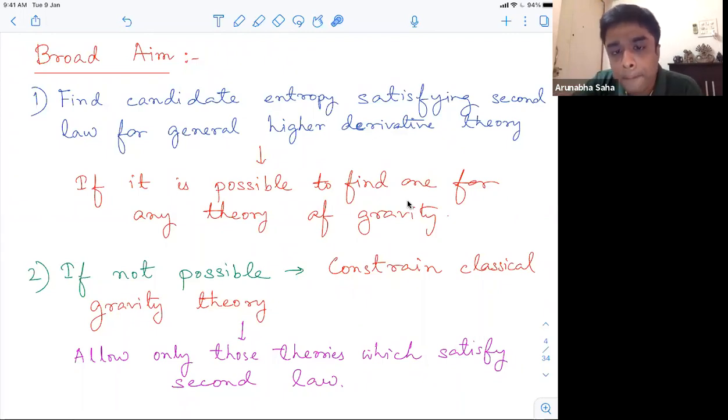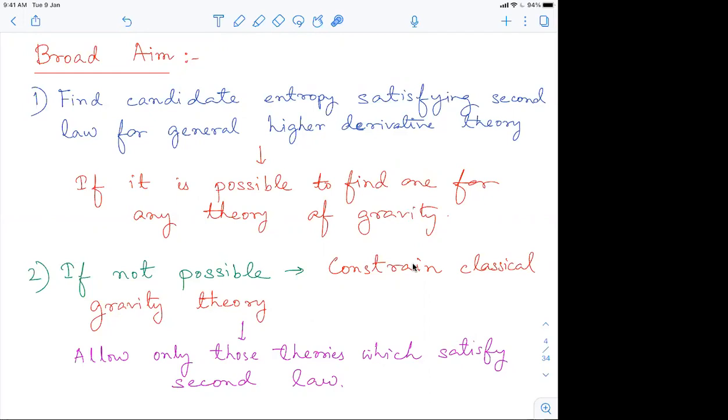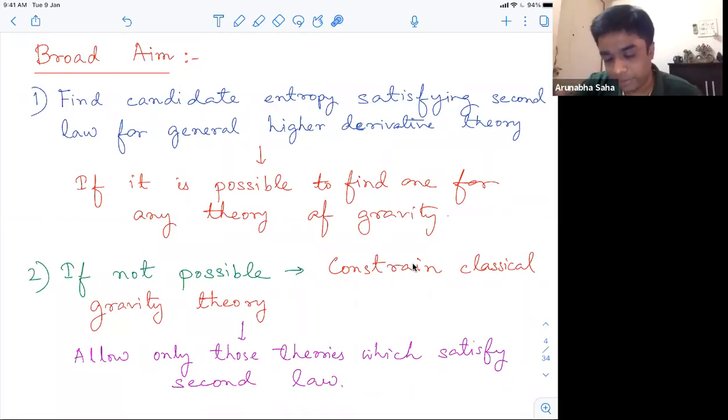Shall I go on? Sorry, Arunabha, I still don't understand the logic here that is mentioned on this slide. You say in the first option, you either find the entropy which obeys the second law, right? And then you say if it is not possible, then allow only those theories which satisfy the second law. But you don't have the entropy because you ruled out the first option. So just logic wise, maybe things will get clearer as you go on. Okay. But just to orient myself.